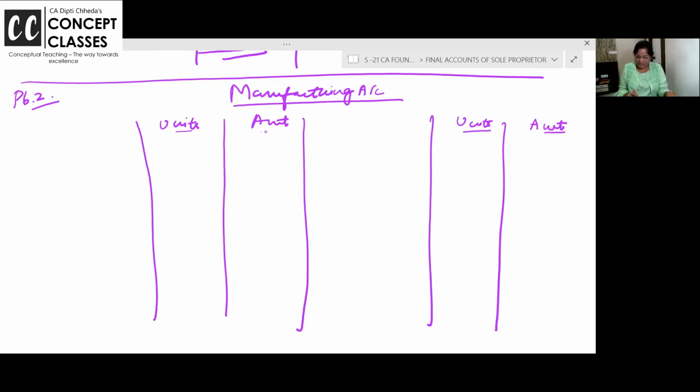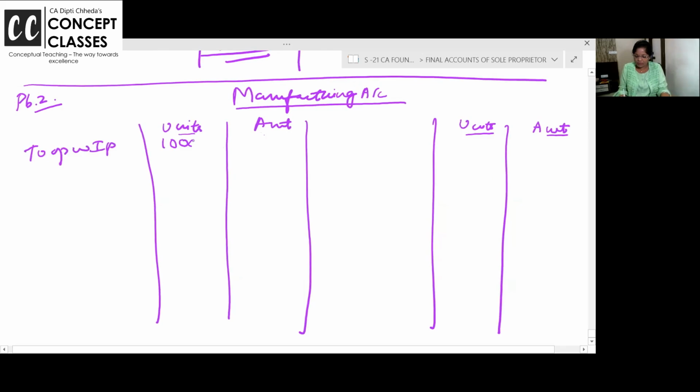Let us start writing opening work in progress on the debit side. 10,000 units, and here it is 16,000. On this side, if there is sale of byproduct, leave space for it. And closing work in progress is 12,000 units, 20,000 rupees.